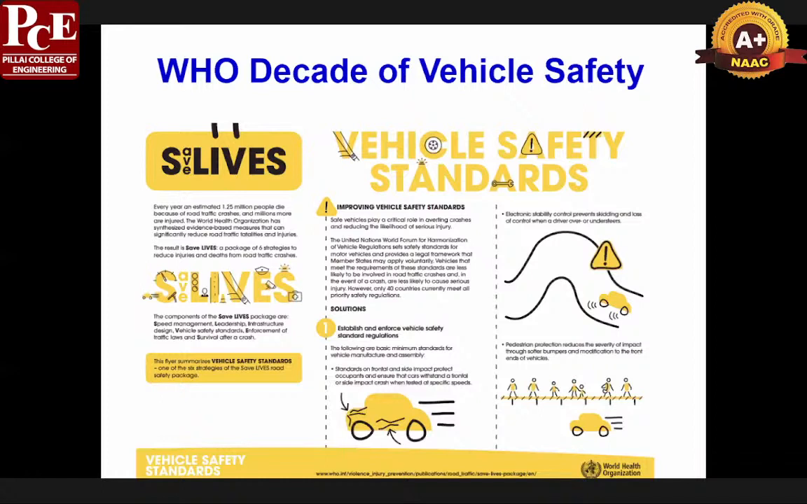So WHO came up with this campaign on vehicle safety. They had launched it around 10-15 years back, and this is still continuing.